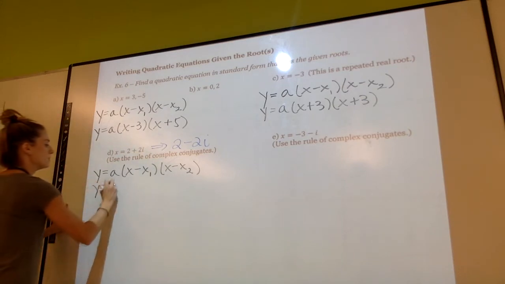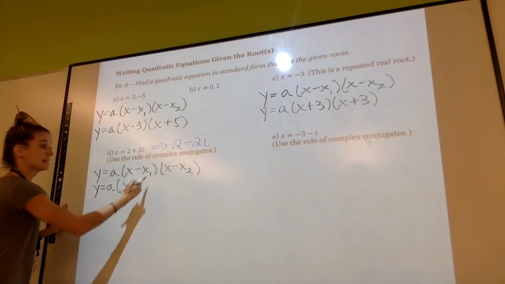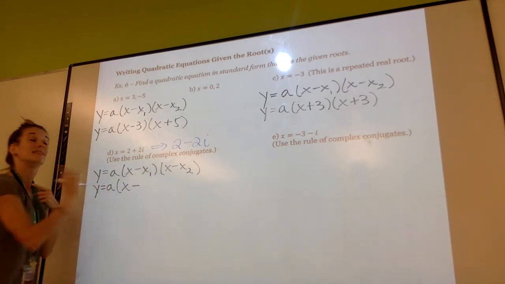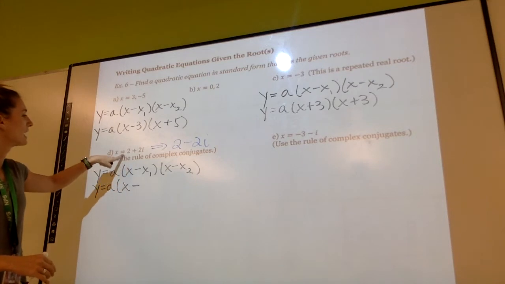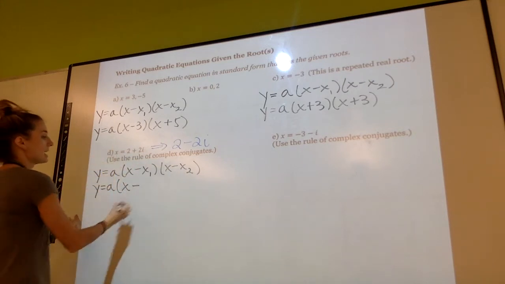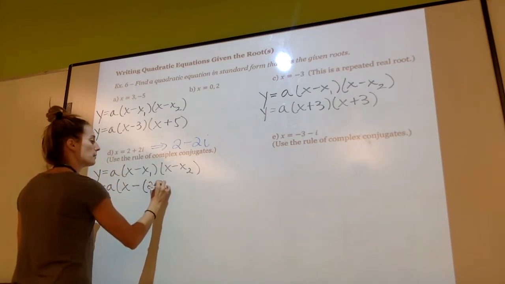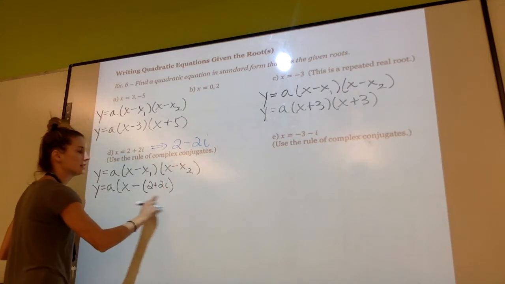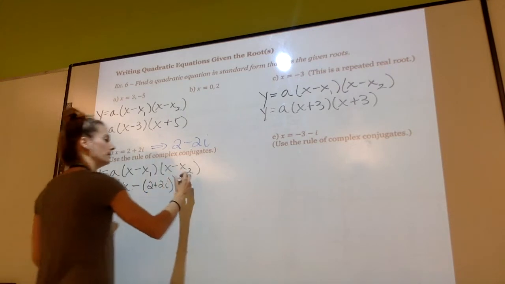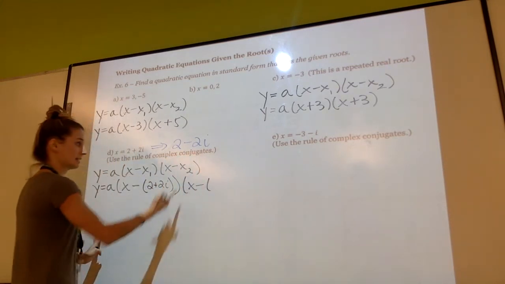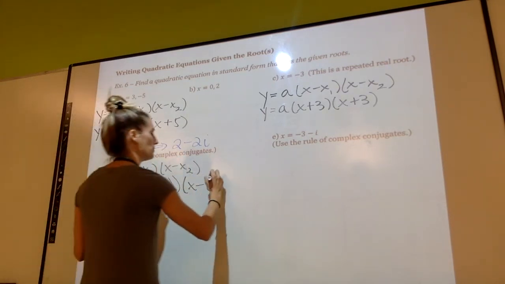So I have y equals a, x minus the first x-intercept. I'm sorry, not the x-intercept, because these are imaginary. There are no x-intercepts for this quadratic. The first root. X minus, I'm going to open another set of parentheses to keep the contents of that root contained. So x minus the first root times x minus the second root, 2 minus 2i.